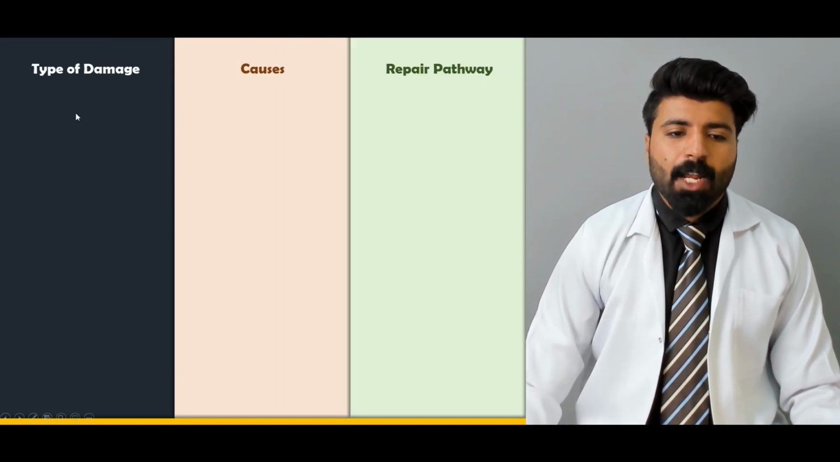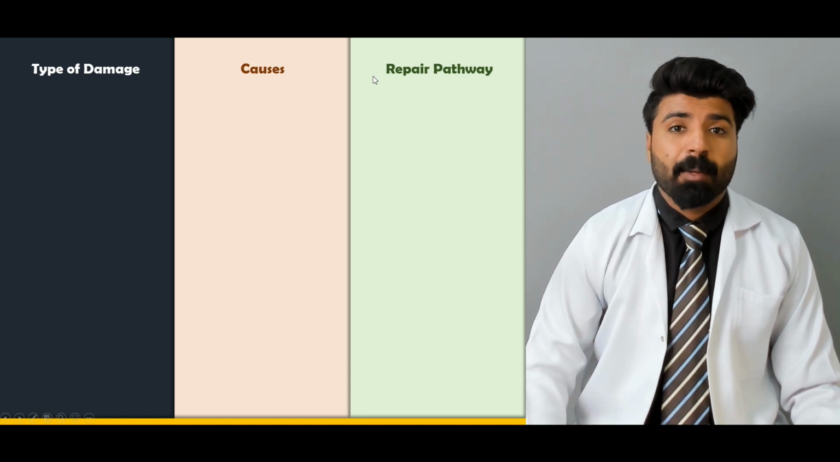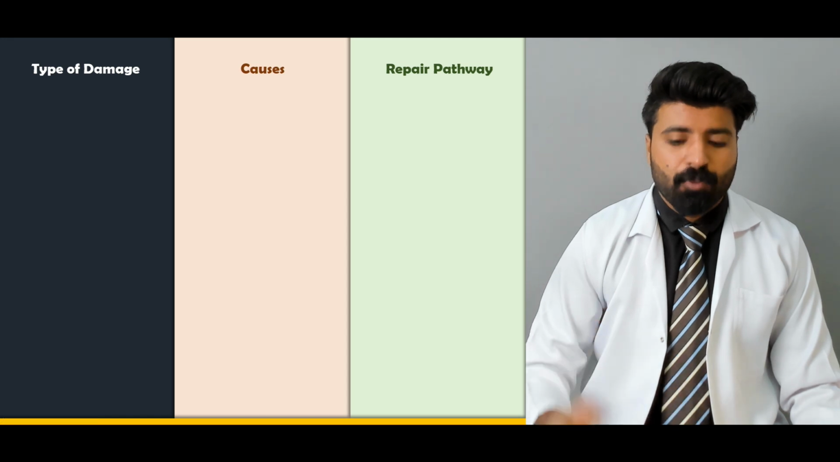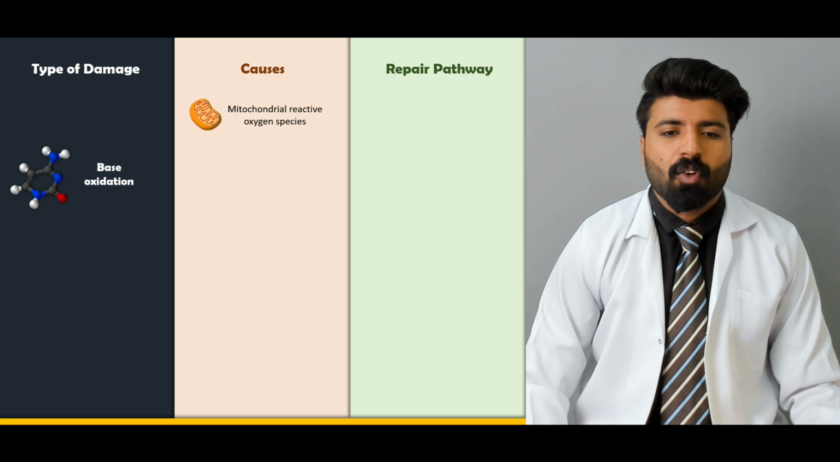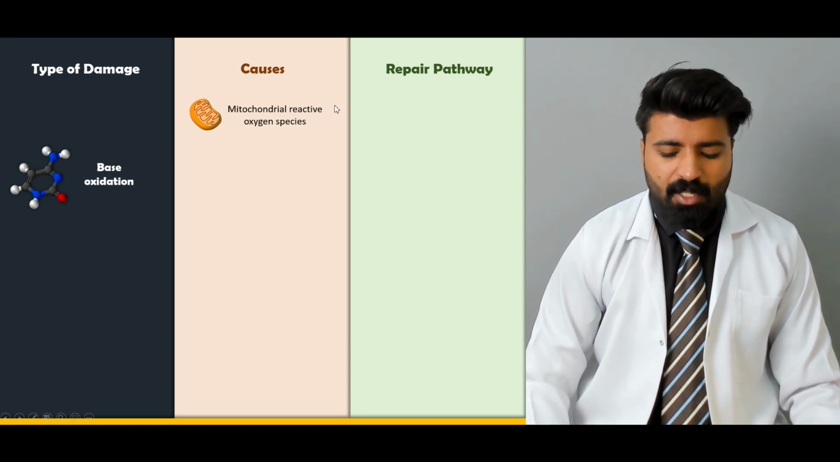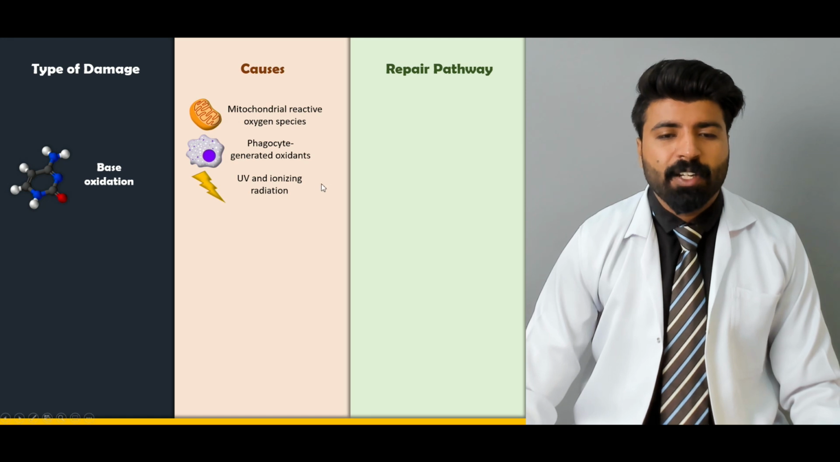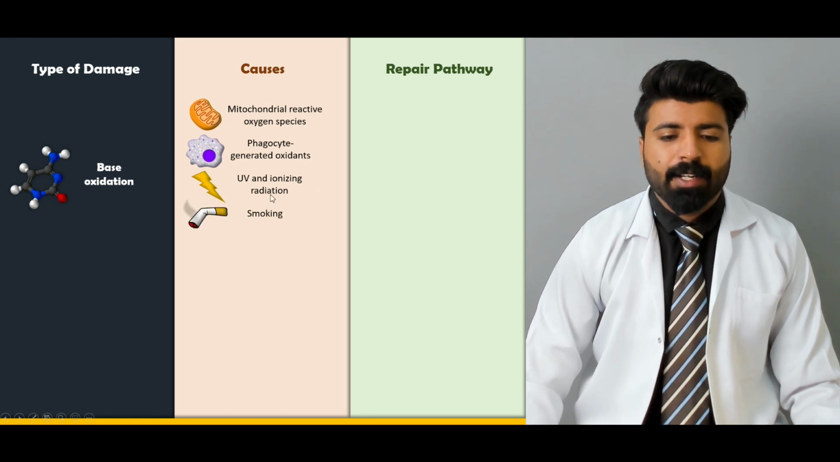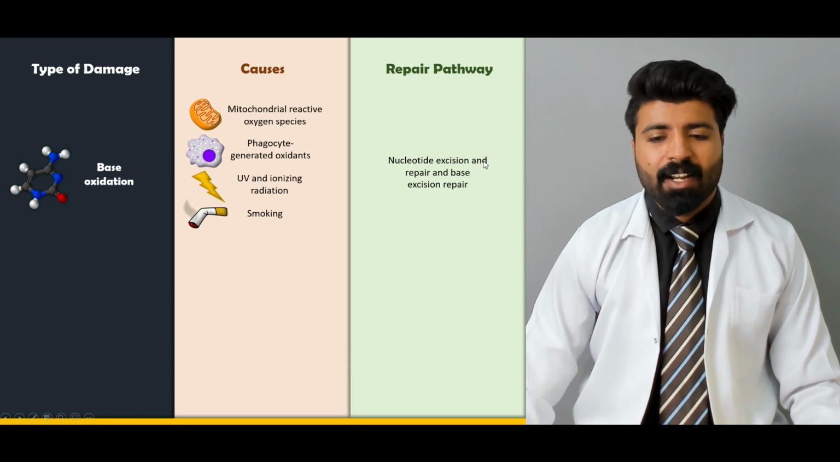So we're going to talk about type of damage. We're going to talk about what's the cause of it. We're going to talk about which kind of repair pathways are helpful in repairing them. First of all, if there's base oxidation, the cause can be mitochondrial reactive oxygen species present inside the cell. It can be because of phagocytic generated oxidants. It can be because of UV and ionizing radiations. It can be because of smoking. So nucleotide excision repair and base excision repair will happen.